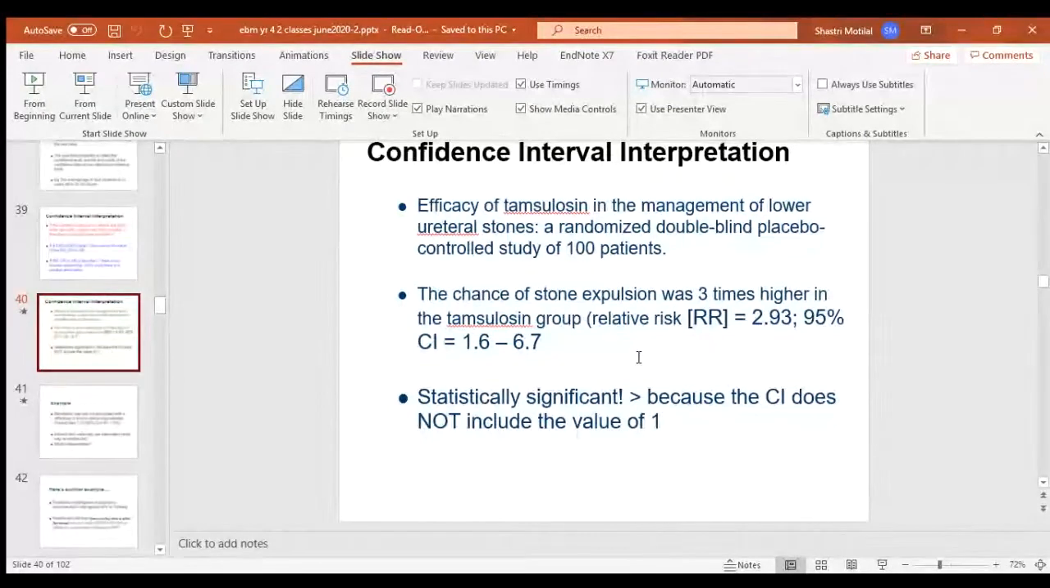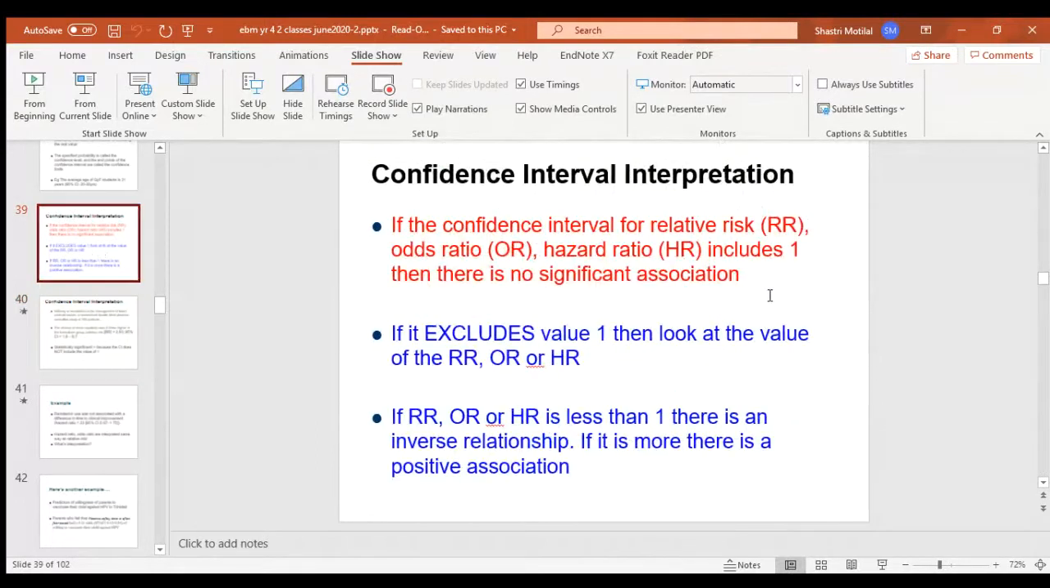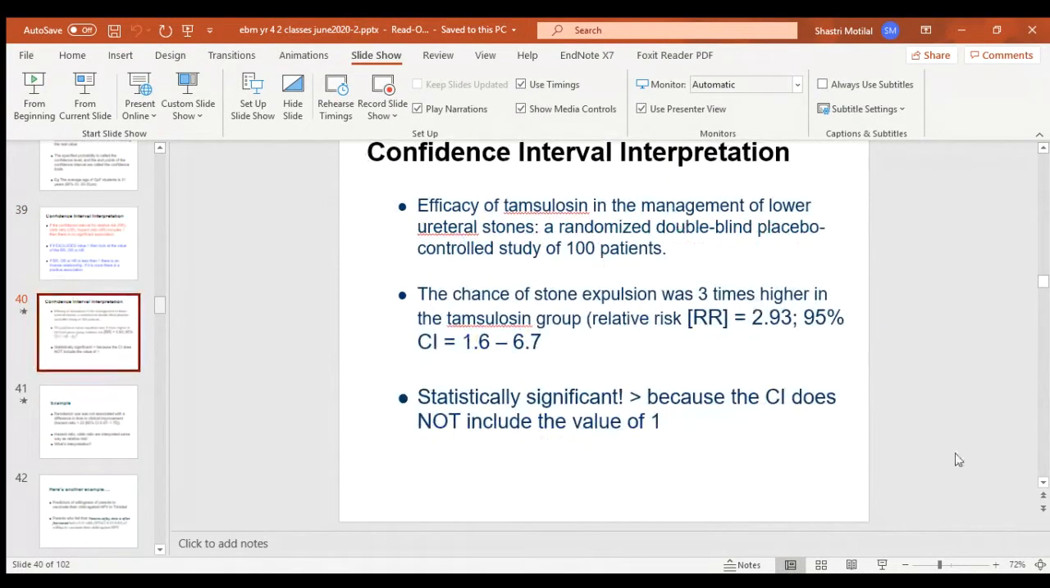Look at the confidence interval. The confidence interval is 1.6 to 6.7. All you have to ask yourself: this is a confidence interval for relative risk? Yes, right? To go back to the other slide, it's a confidence interval for relative risk. So what you have to decide is, does the range or does the interval include the value 1? Looking at this range, 1.6 to 6.7, does this include the value 1? No, it does not, right? The range 1.6 to 6.7, as I say, is an interval. So it's 1.6, 1.7, 1.8. You keep counting until you reach 6.7.